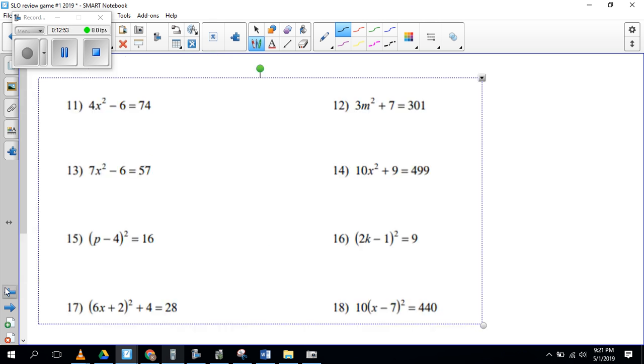So, pretty much that's it for taking the square root. Complete all the problems on your pages that have to do with taking the square root.